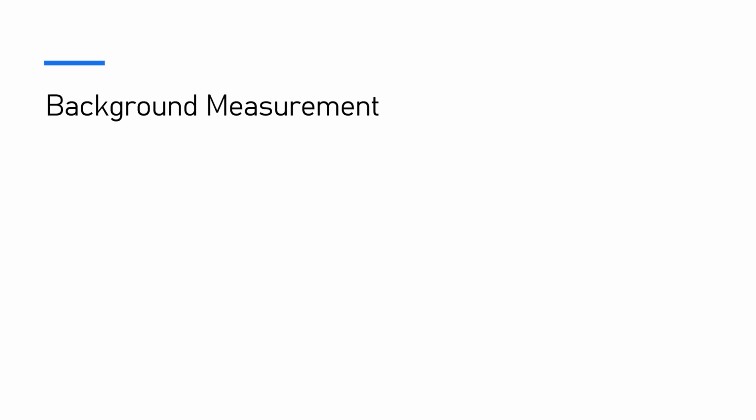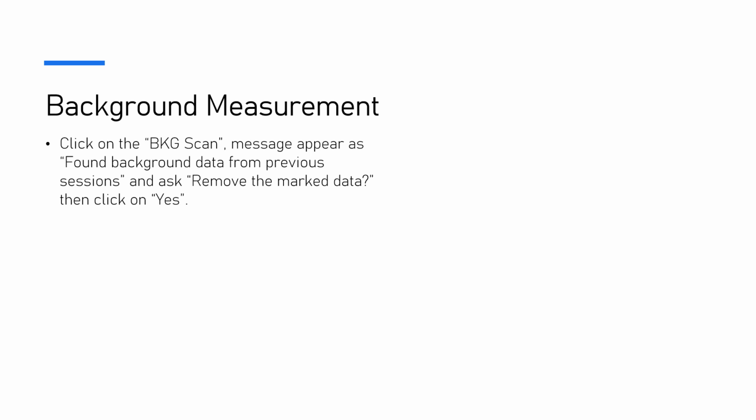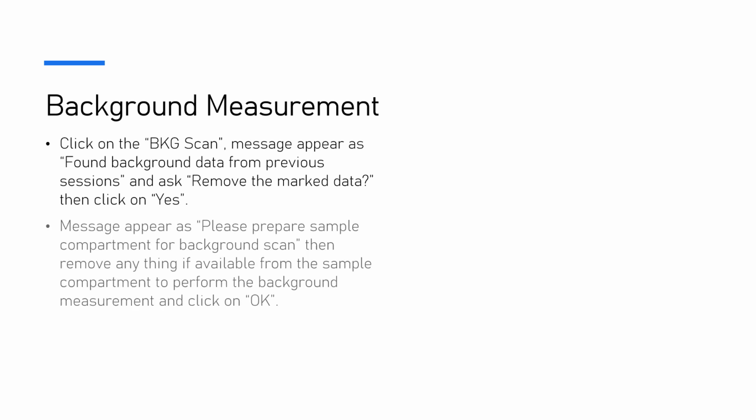Once the instrument initialization has been done, you need to perform the background measurement. For the background measurement, you need to click on the BKG scan option, and then a message will appear: found background data from previous sessions, and asking to remove the marked data. Then you need to click on the yes option.